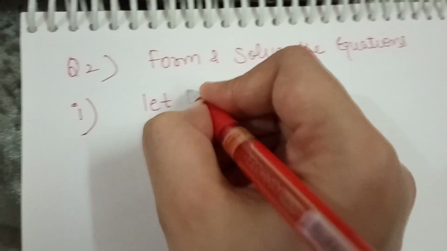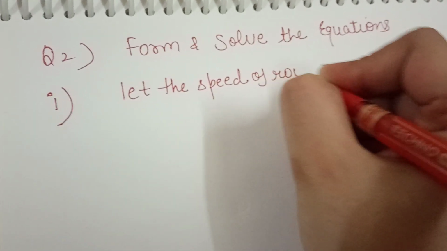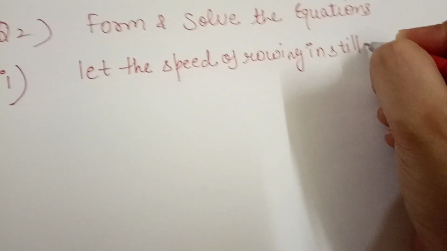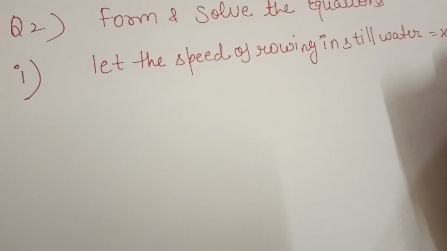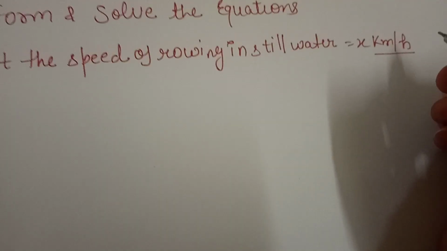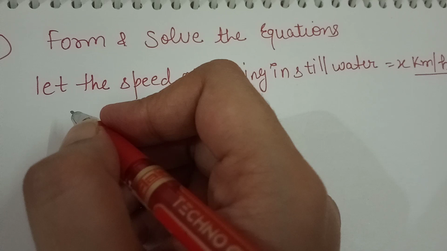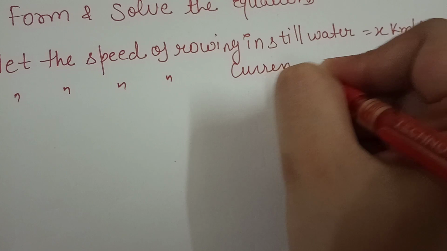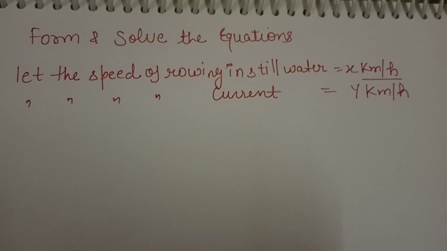So you first write let the speed of rowing in still water is x kilometer per hour. Why I am taking x kilometer per hour unit? Because distance and time you can see are in kilometer and hour. And the second, they are asking speed of the current. So let the speed of current is equal to y kilometer per hour. Fine.